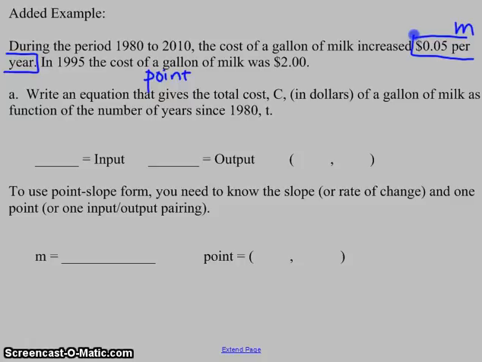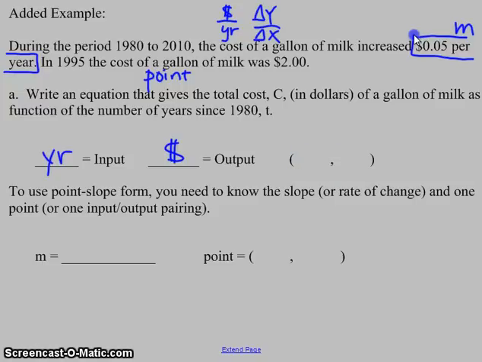So I know my slope and I know a point, but I need to figure out my input and my output, because that's going to determine my ordered pair. Now my slope was dollars per year. And if slope is the change in y over the change in x, that means x is my years and y is my dollars. Now, I am not going to use 1995 as my x-coordinate in my ordered pair, because 1995 doesn't represent this story.